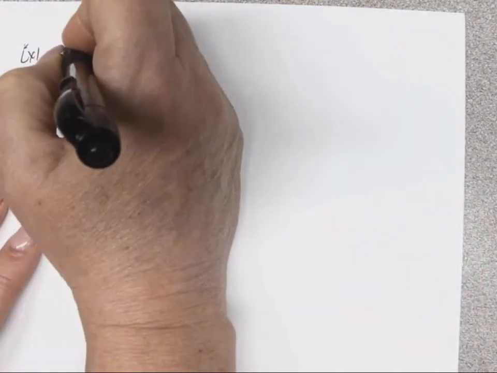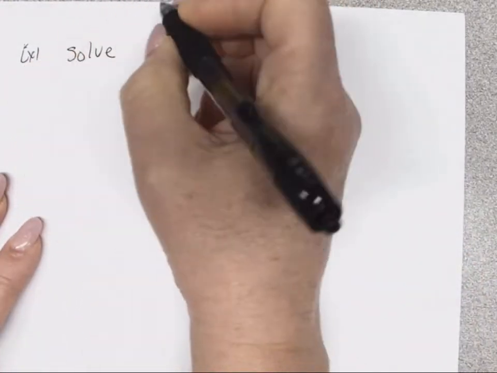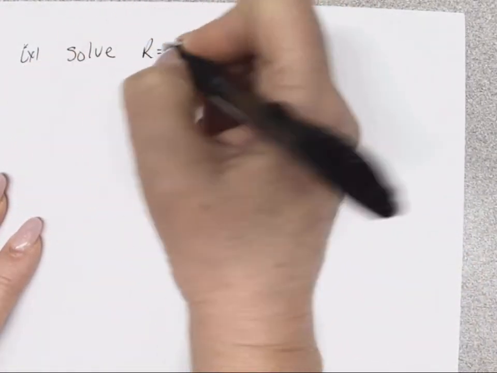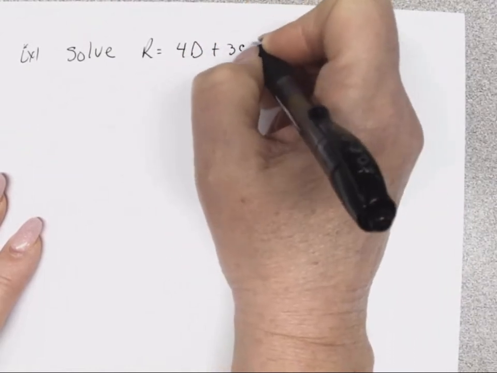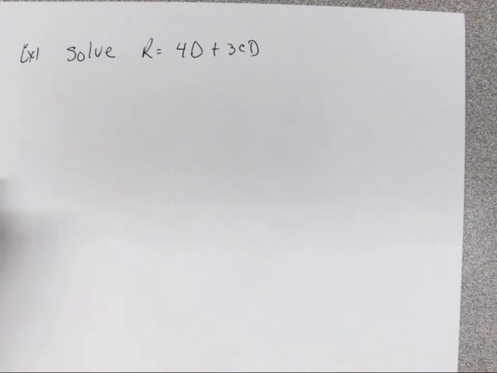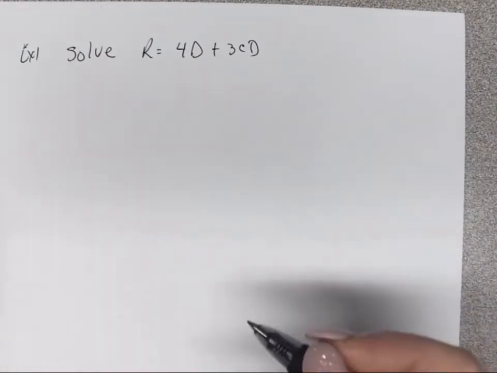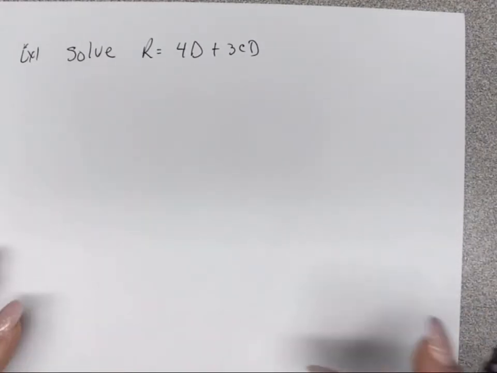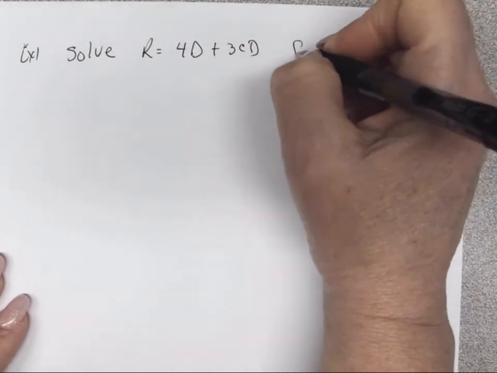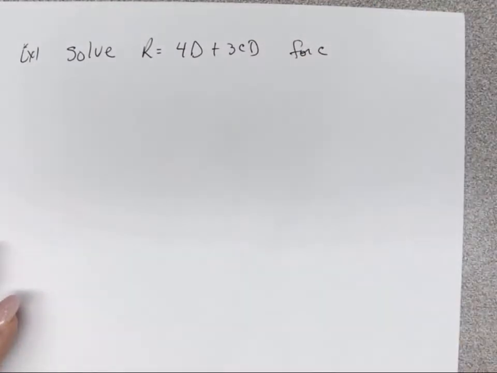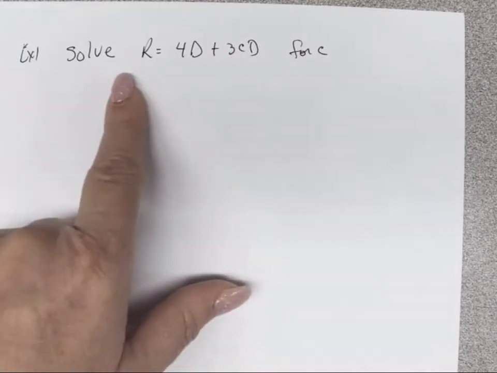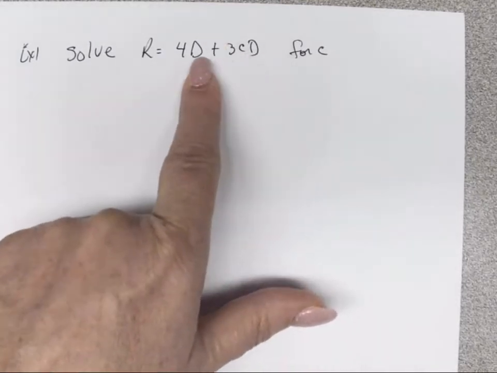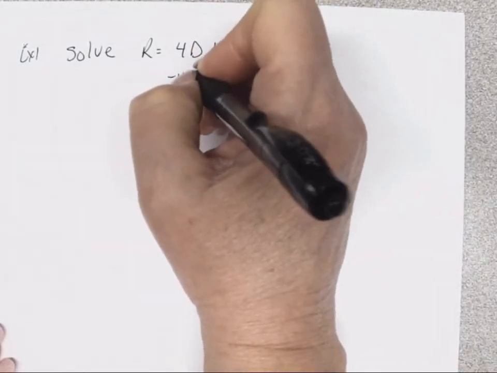And we are looking to solve, and I just made up a formula here, R equals 4D plus 3CD. So it's not an actual formula, I just put some letters together. And we need to know we are solving for C. So for solving for C, we've got to get the C term. There's only one here by itself, so I'm going to move that 4D over.